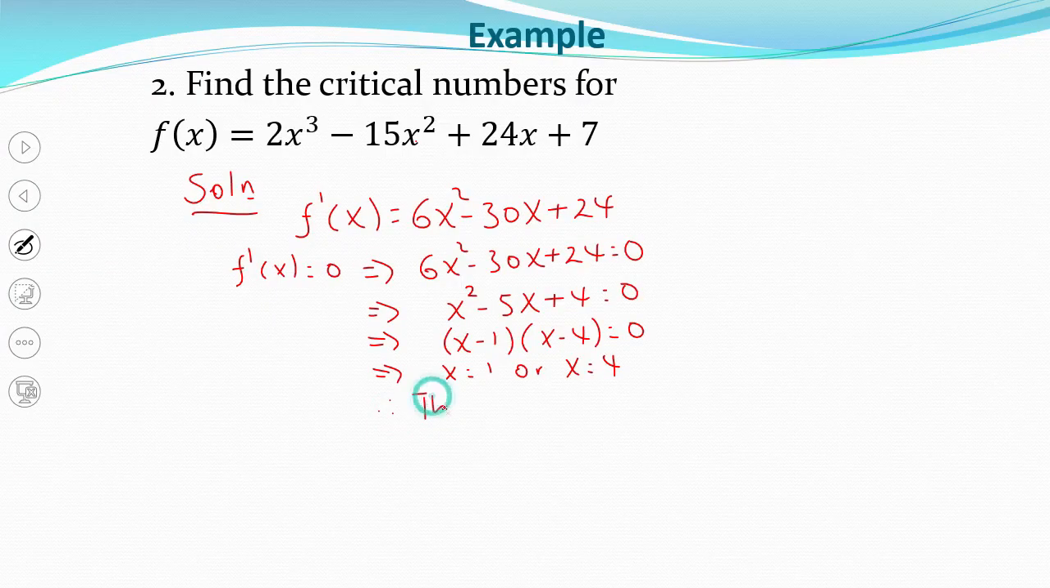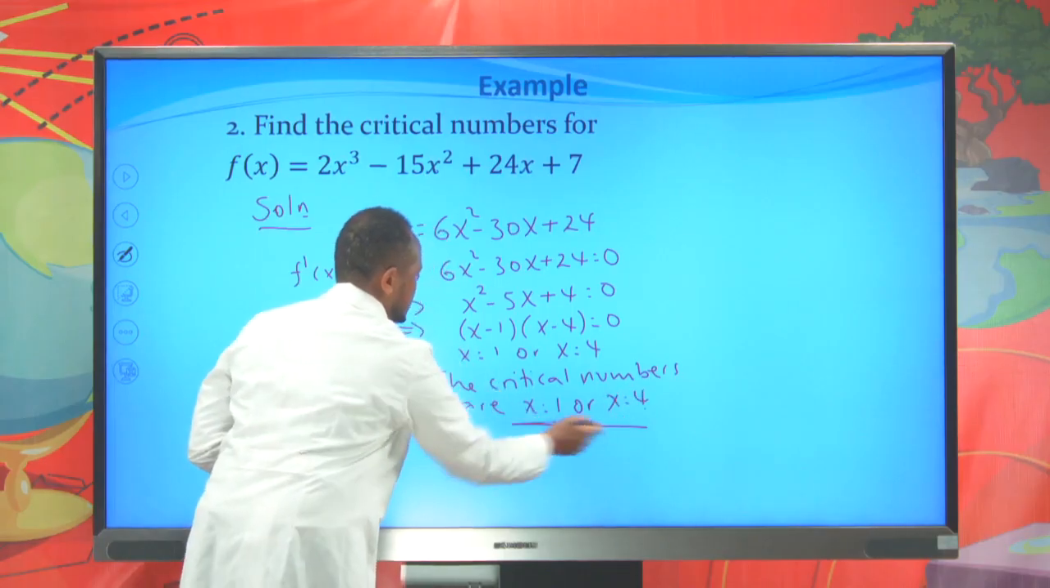Therefore, the critical numbers are x equals 1 or x equals 4. This is it.